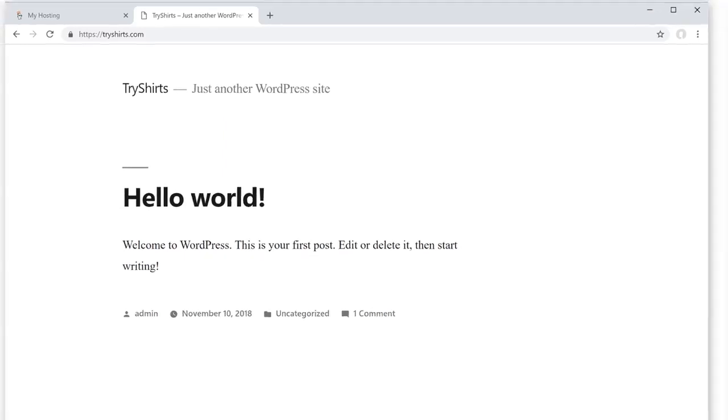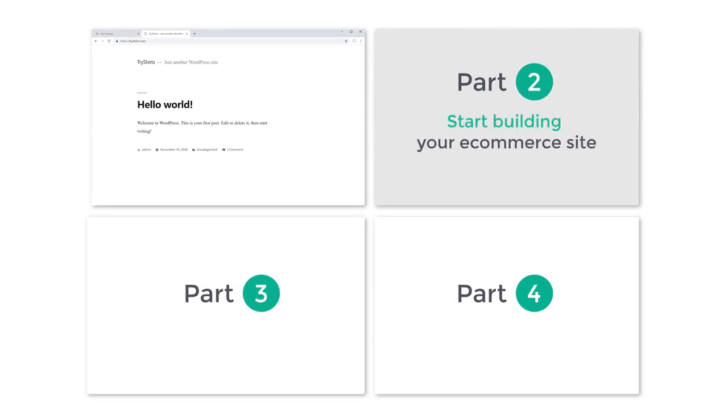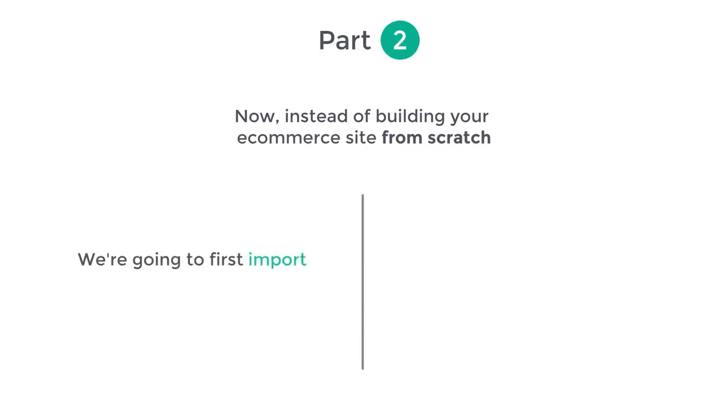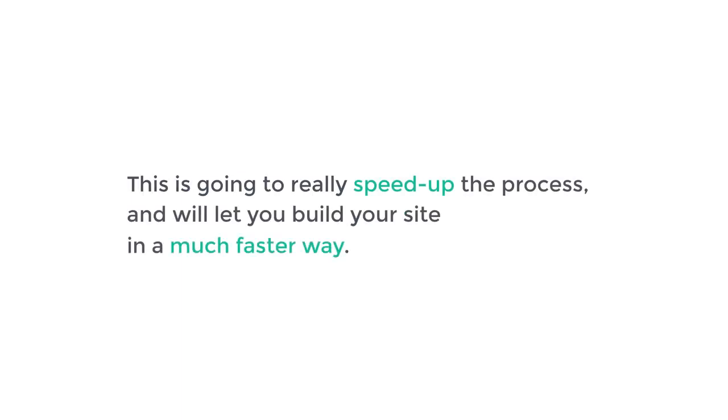So once you have launched your website, we can now go to part 2 of this tutorial, which is to start building your e-commerce site. Now instead of building your e-commerce site from scratch, we are going to first import a sample e-commerce site. And then we are going to edit it to make our own site. So this is going to really speed up the process and will let you build your site in a much faster way.